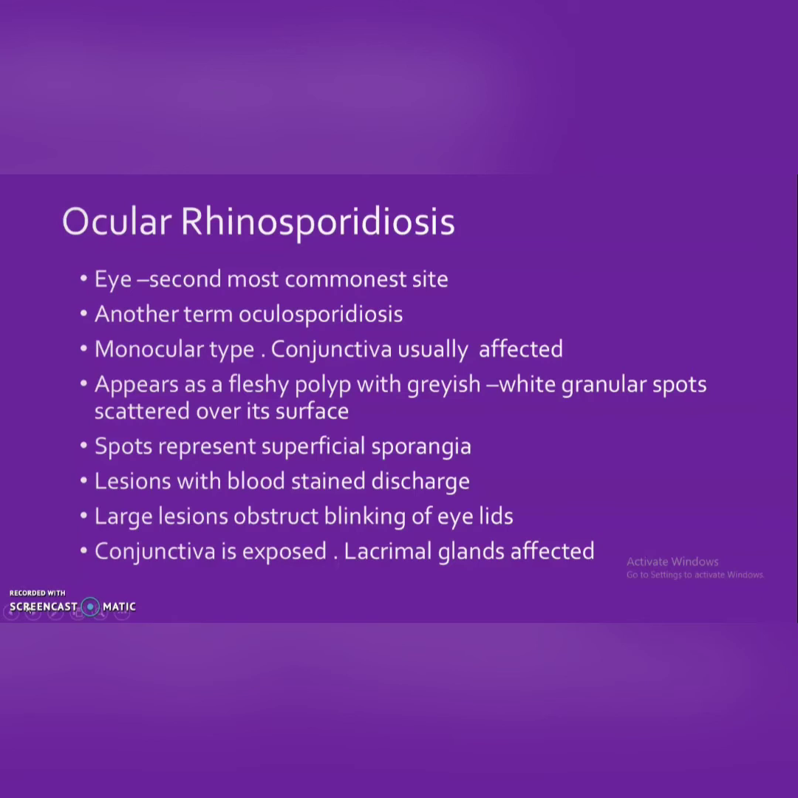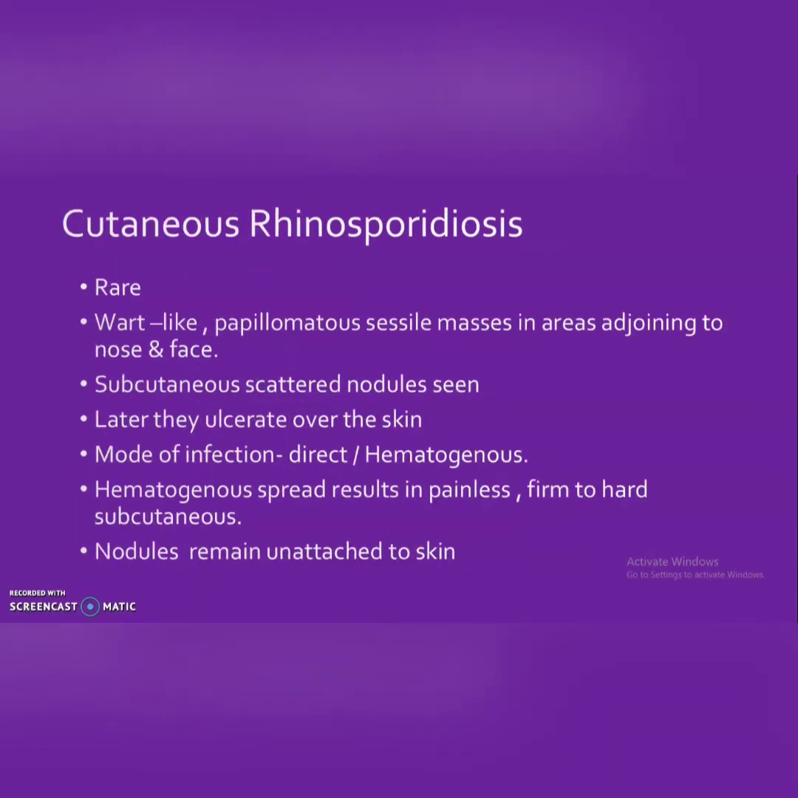Then ocular rhinosporidiosis. The eye is the second most common site, and another term is oculosporidiosis, and here we can see the monocular type. The conjunctiva is usually affected. Here also we can see the formation of a polyp. The fleshy polyp has greyish to white granular spots scattered over the surface. The spots represent the superficial sporangia. Here also the lesions produce a blood-stained discharge, and sometimes the lesions will be very large so that they can obstruct the blinking of the eyelids. Here the conjunctiva is exposed and mainly affected, and the lacrimal glands are also affected.